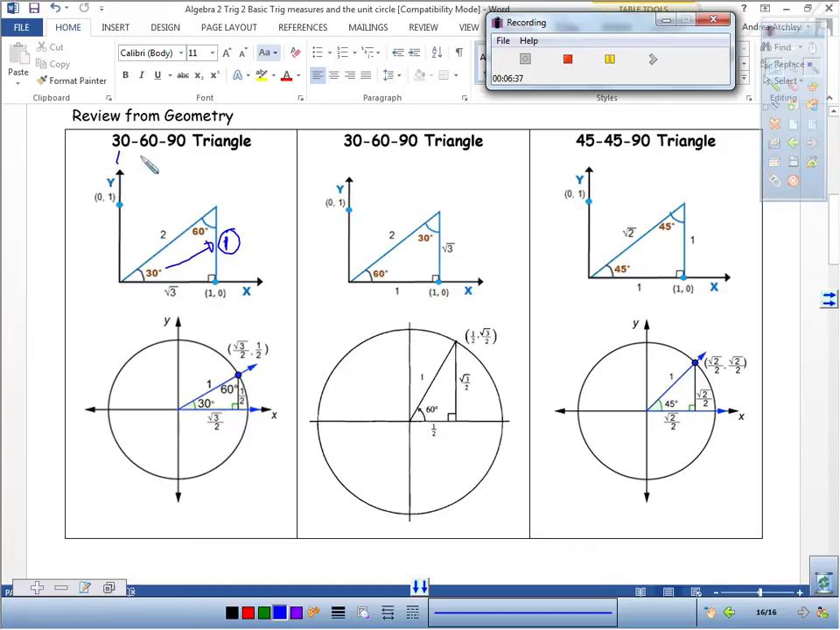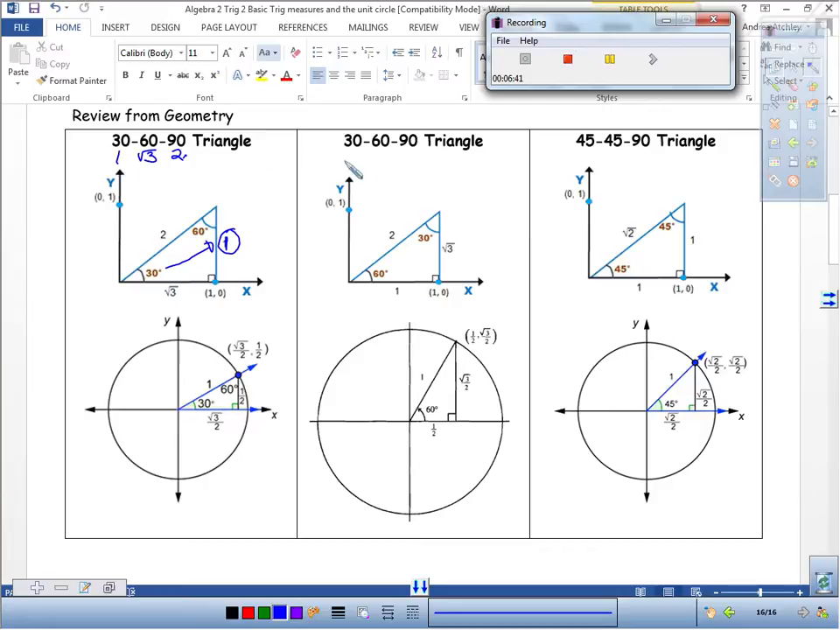This is 1, this is square root of 3, and this is 2. They all go together: 1, square root of 3, and then 90 is 2. Those are opposite those angles. If you cannot properly place the ratios, you're going to struggle this whole chapter, because if you put them in the wrong spot, you're going to get the wrong answer. So make sure you can put them where they're supposed to go.